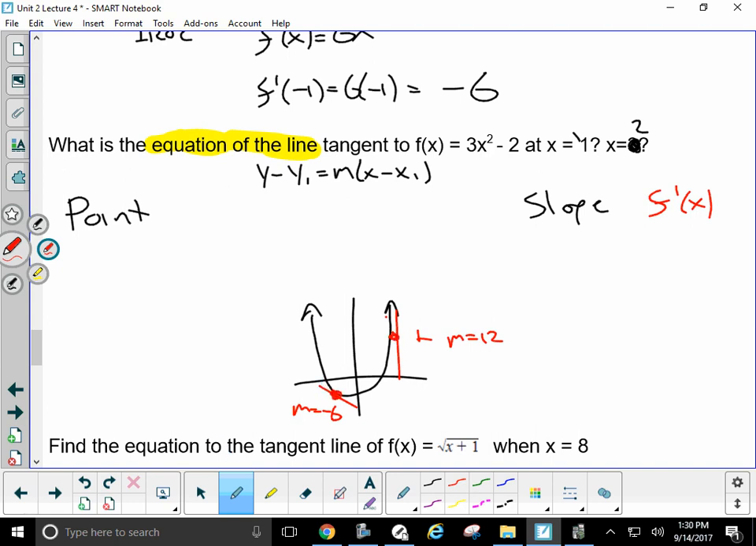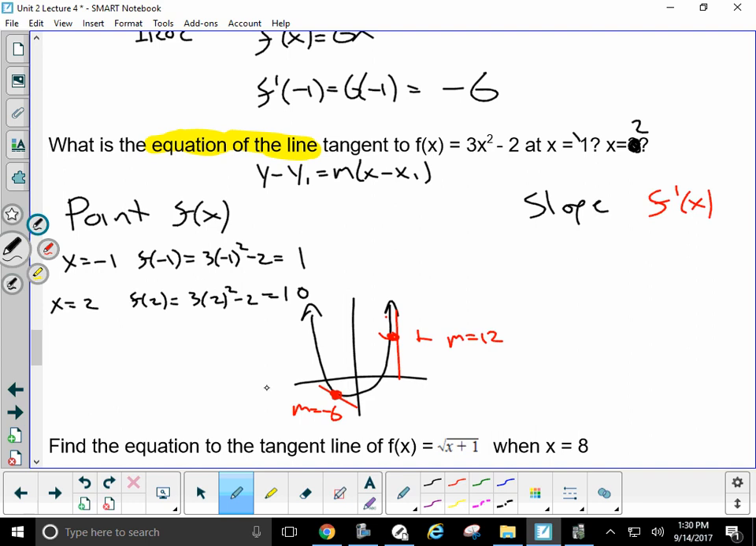Okay? Where is this location? Well, you get points from your original function. Okay, this is at -1, 1. Not a good location for my graph, but I'll just move the x-axis down, whatever. And this is at 2, 10.